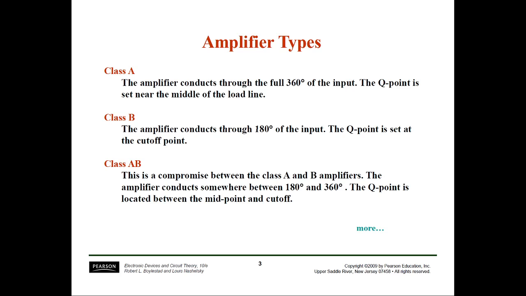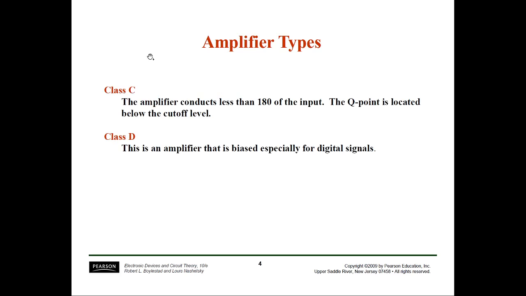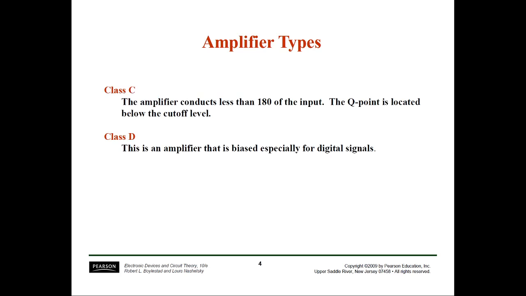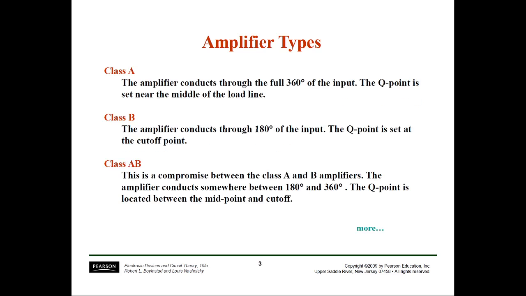So, the types of power amplifiers we will discuss. The types are class A amplifier, class B amplifier, class AB amplifier, class C, and class D. So these are the five types. This is a very important concept. You have to listen very carefully to the types of power amplifiers and how to discuss them.